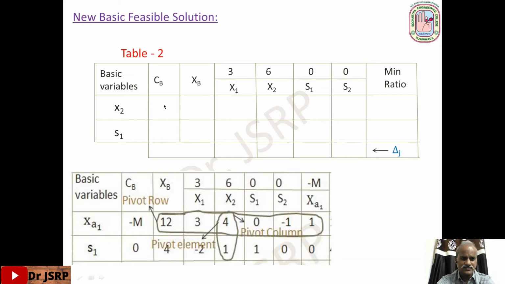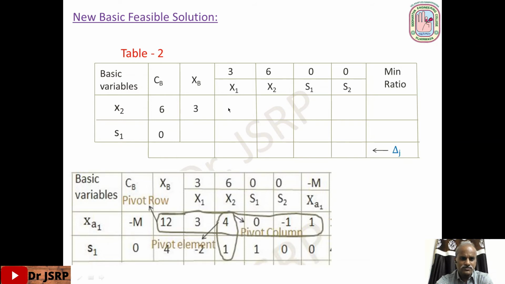Okay. Right. Now write the cost of these basic variables. x2 cost 6. s1 cost 0. Okay. Right. Now what is the first step to write the new solution? First divide pivot row by pivot element. So pivot row is this. Divide this pivot row by pivot element 4. So 12 by 4, 3.